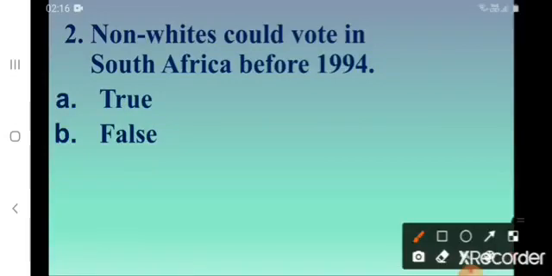Second one, non-whites could vote in South Africa before 1994. A, true. B, false. Is it the correct statement, children? No. So what is the answer? Yes, B, false.